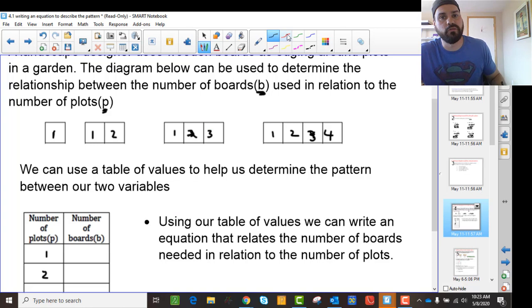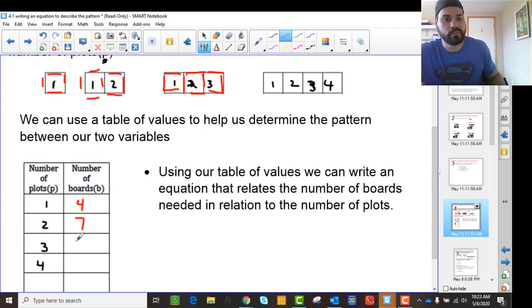Now we want to count the number of boards. We can notice that there's 1, 2, 3, 4 boards for the first one. In the second one, there's 1, 2, 3, 4, and then 5, 6, and 7. So there's 7 boards in the next one. And then there's 1, 2, 3, 4, 5, 6, 7. Okay, and then we add 3 more. We're adding 3 more, so we get 10.